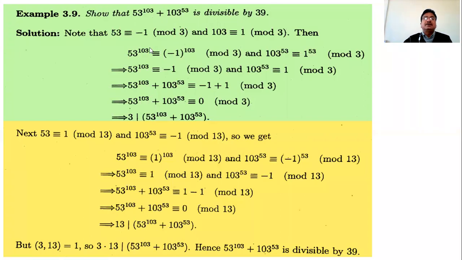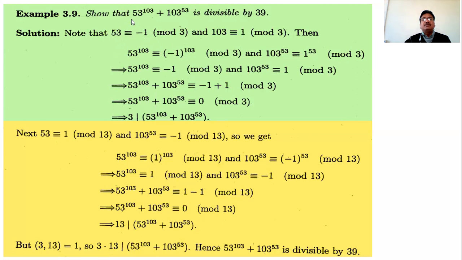Next problem: show that 53 raised to 103 plus 103 raised to 53 is divisible by 39. So we treat 53 raised to 103 first. 53 is congruent to minus 1 modulo 3, because what is 53 minus minus 1? That is 53 plus 1, which is 54, and 3 divides 54. We find this minus 1 by trial and error.